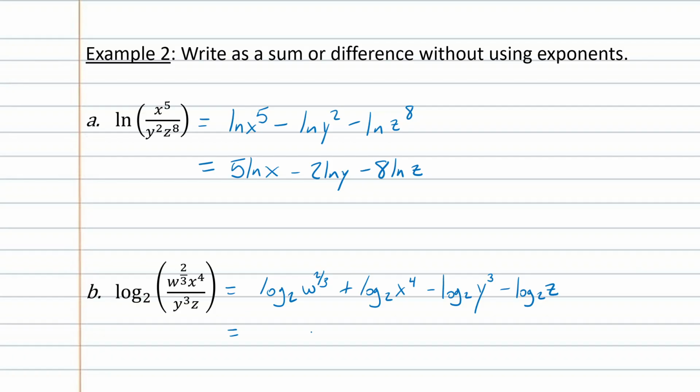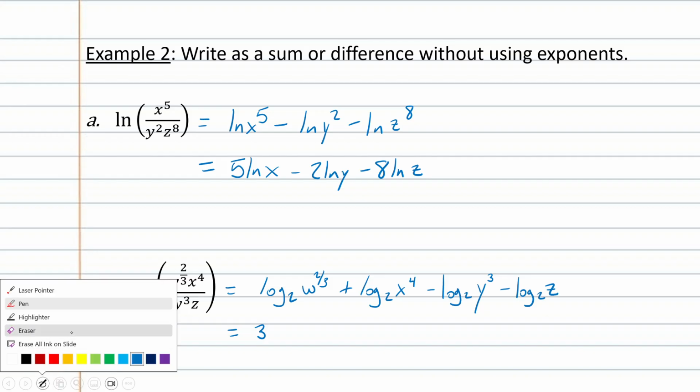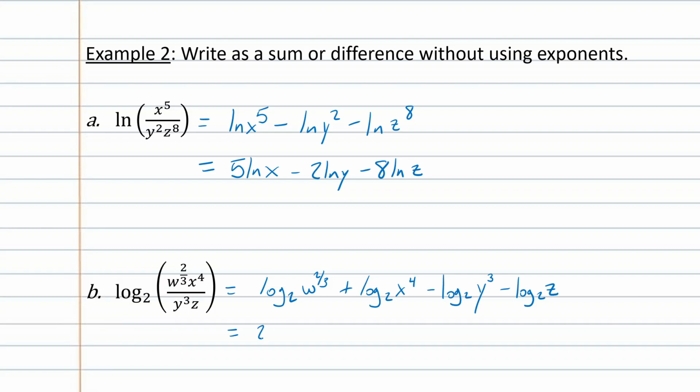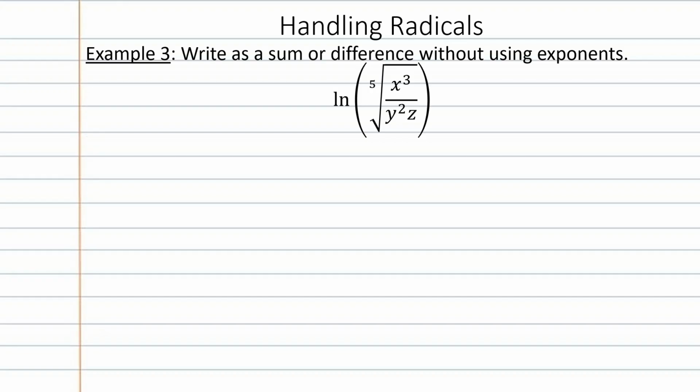Now we still have to get rid of these exponents, so I have to bring them to the front. First one will be 2/3 log base 2 of w plus 4 log base 2 of x minus 3 log base 2 of y minus the log base 2 of z. So, written them as a sum or a difference without using any exponents.